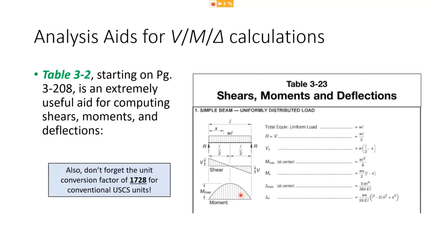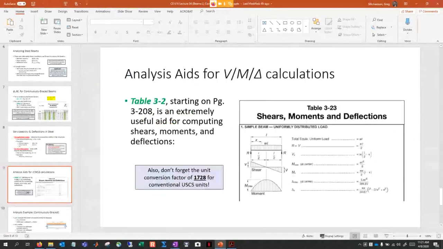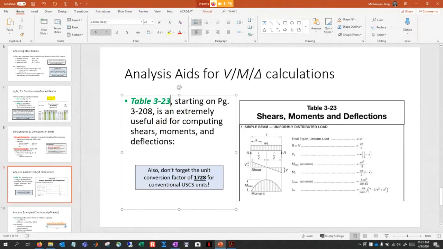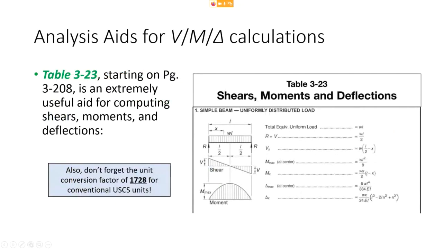I do want to point your attention to this. I've got a typo. It says table 3-2 when actually it's table 3-23. That's 3-23. Sorry. So table 3-23, starting on page 3-28.